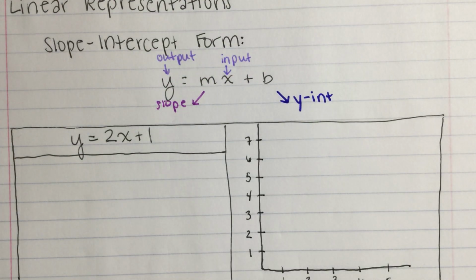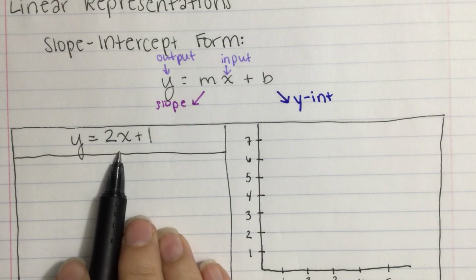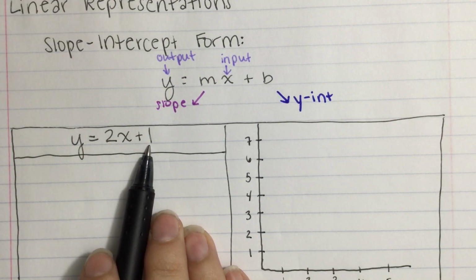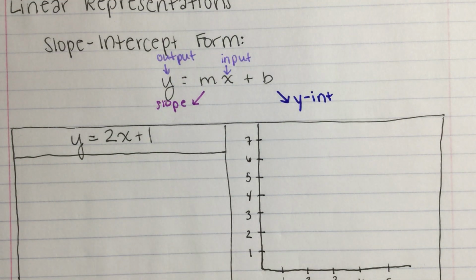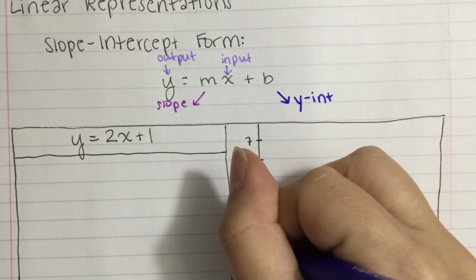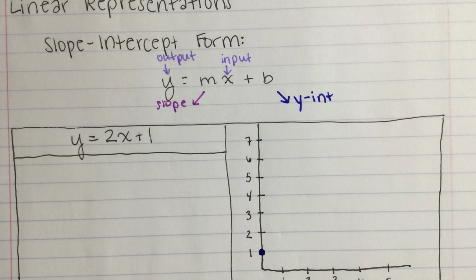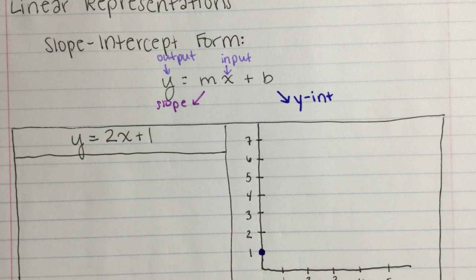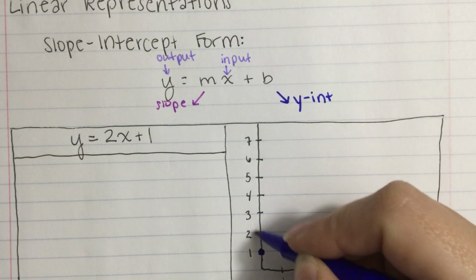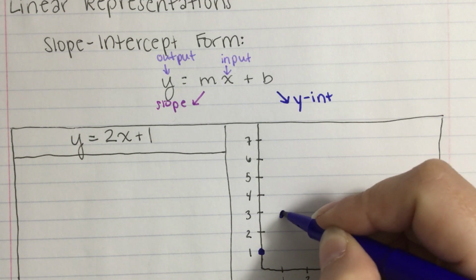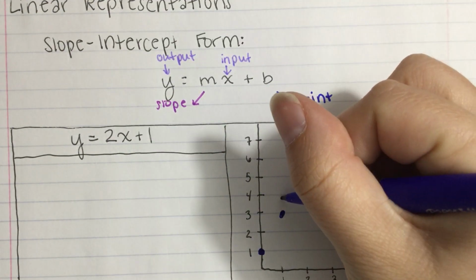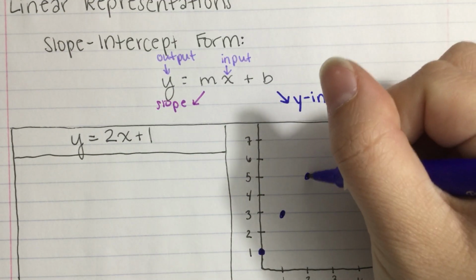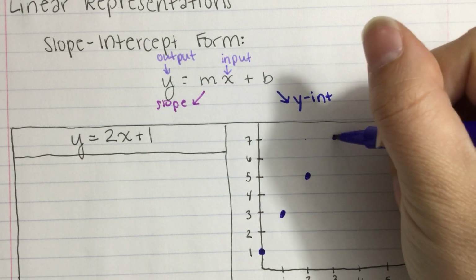So if this did not have a scenario to go along with it and all you had was the equation and the graph, we would use our y-intercept to plot our first point. So it is 1. And then our slope is 2. And because it's a whole number, we would put it as 2 over 1, so we can do our rise over run. And so you would rise 2 and run 1 to find your next point. Rise 2, run 1. Rise 2, run 1.